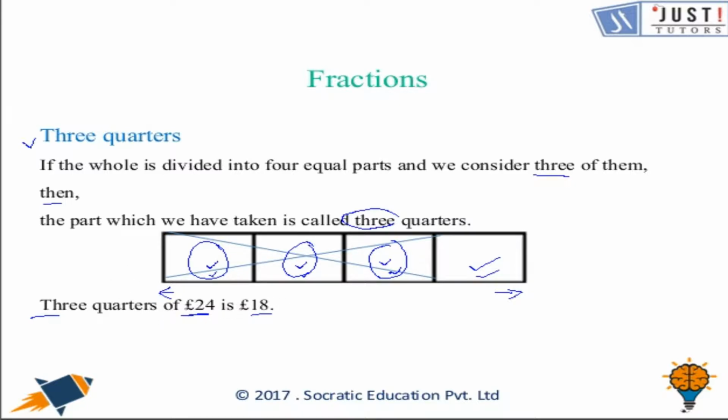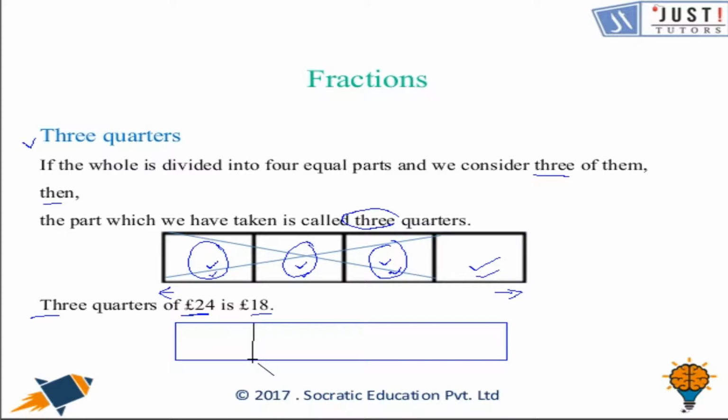So to work out how this happens, let's have a look at this bar model, which I'm going to draw for you here. So this is a bar. Let's say that this is a complete 24 pounds. Now, if we talk about quarters, that means we need to split this bar into 4 equal parts, like this. And that's done. So there are 4 equal parts.